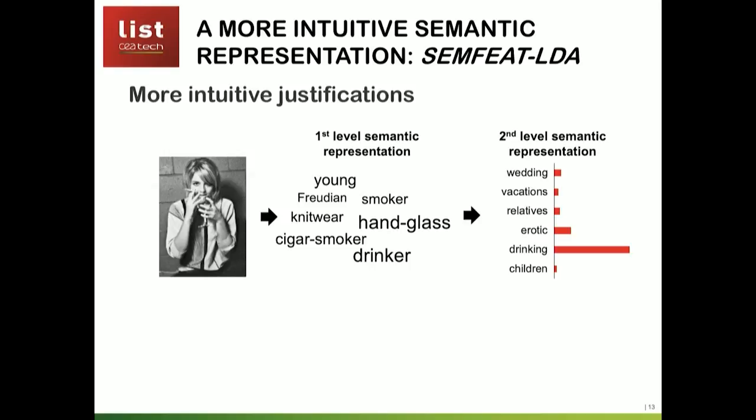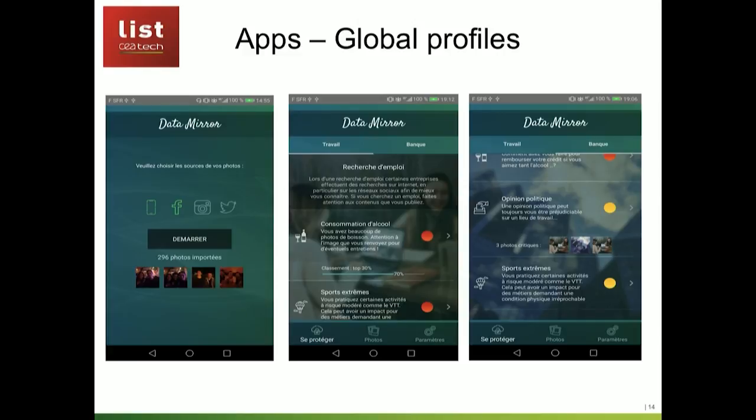Typically, when you see this image, you can see that the second-level semantic representation goes to higher-level concepts like drinking and things like that. That's the idea, so you can have a better idea of the context and the implications for your privacy. So we implemented it into an app. Here you can link to this app your Instagram, your Facebook, and a general profile. It will give you some of the qualities here. Sorry, it's in French, so it's not yet translated. It tells you about your alcohol consumption, extreme sports, your political impressions, and things like that.